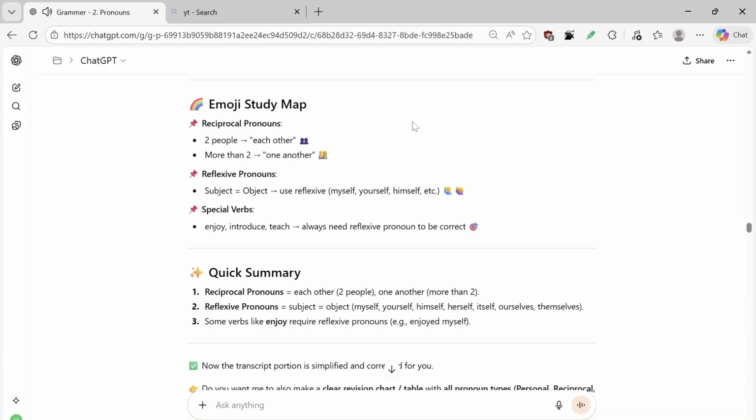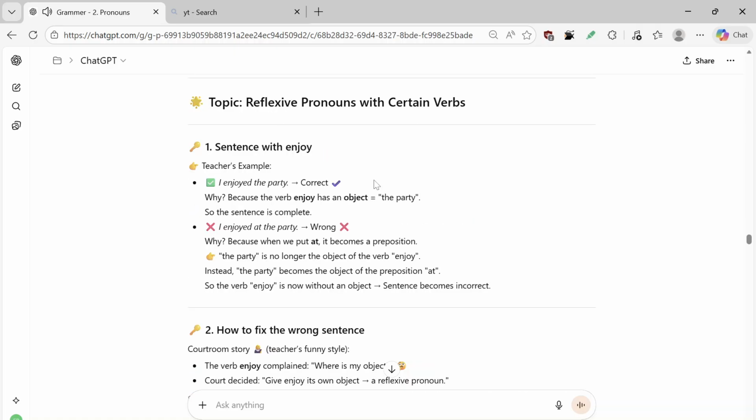Quick summary. 1. Reciprocal pronouns: each other for 2 people, one another for more than 2. 2. Reflexive pronouns: subject equals object. Myself, yourself, himself, herself, itself, ourselves, themselves. 3. Some verbs like enjoy require reflexive pronouns, for example, enjoyed myself.